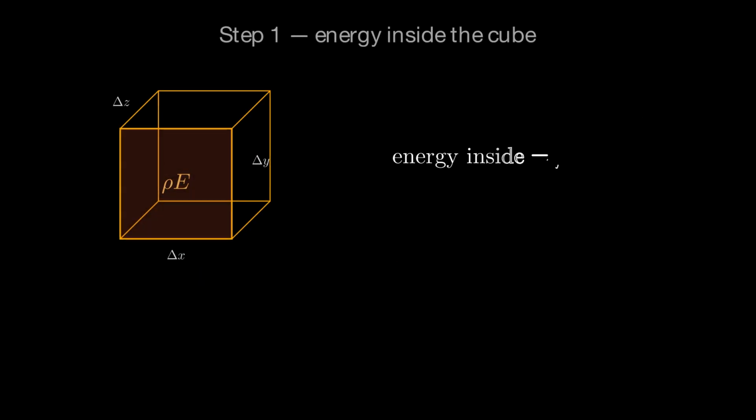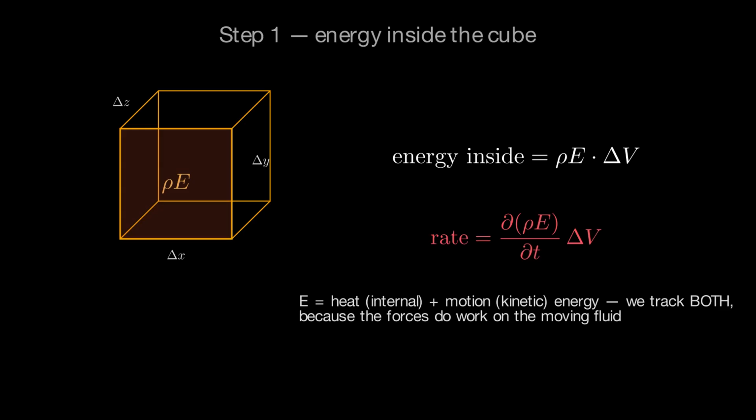First, the energy inside the cube. We track all of it, the heat energy, how fast the molecules jiggle, plus the energy of the fluid's motion. Together, that's the total energy. Per unit volume, it's the density times that energy, times the cube's volume, the energy stored in the box. Why count the motion as well? Because the forces are about to do work on the moving fluid, shuffling energy between motion and heat, and we'll drop the tiny motion part right at the end.